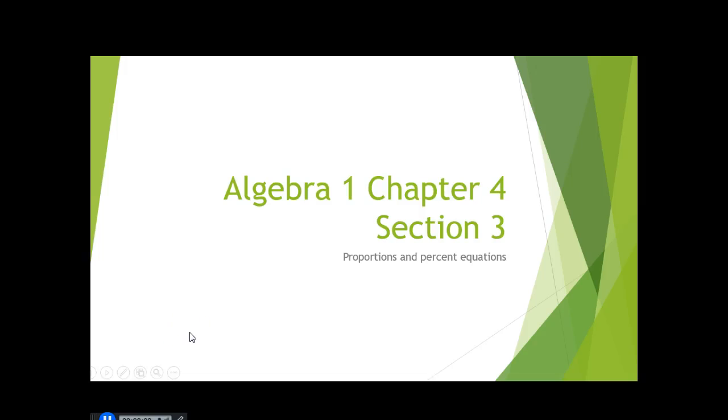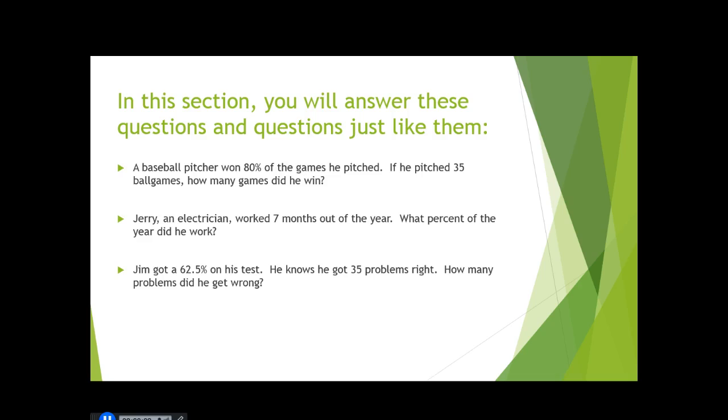We're going to be practicing how to set up problems with percents in proportions. We're going to be able to answer these questions. These are going to be the main focus of Chapter 4, Section 3, or questions like them.